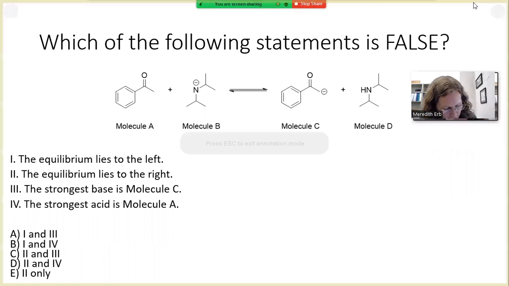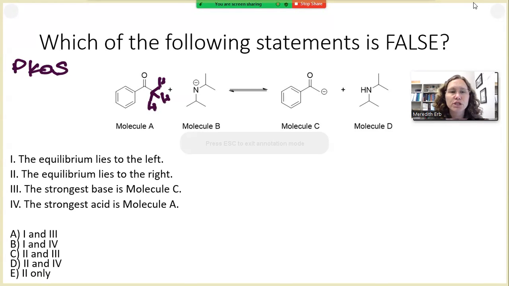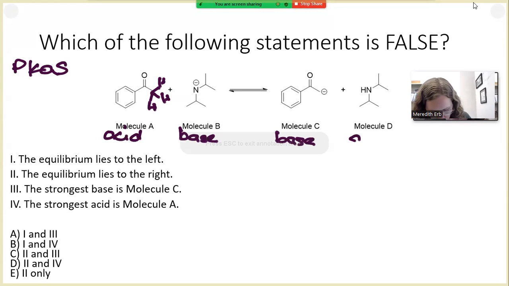If we consider pKa's, method number one is going to be that quantitative method. You just have to know basically which molecule is the acid on each side. And sometimes that can be a little bit tricky. In this case, it's more straightforward because we have a negatively charged molecule and a neutral molecule. Generally, if you have a negatively charged molecule with a neutral molecule, the negatively charged molecule is the base. So we can narrow down the base on each side and then the acid on each side.